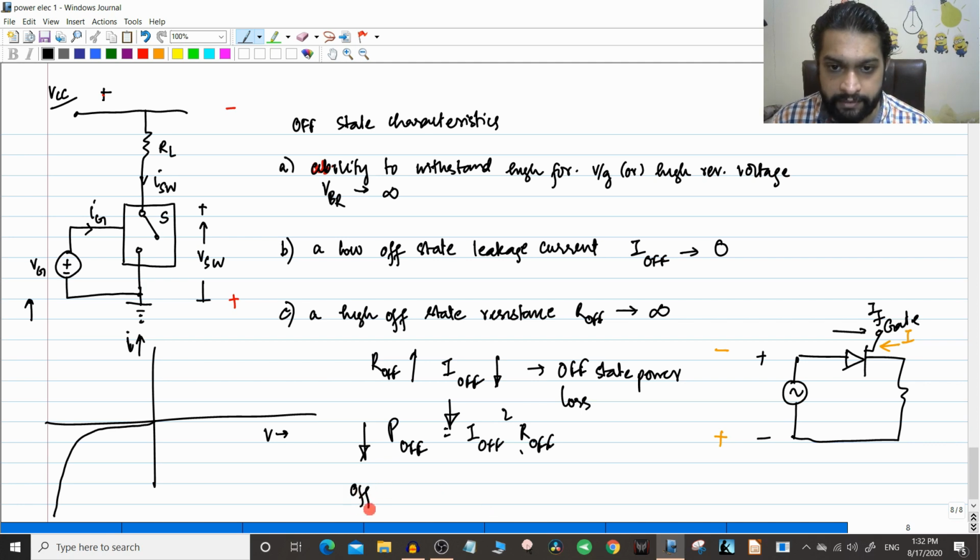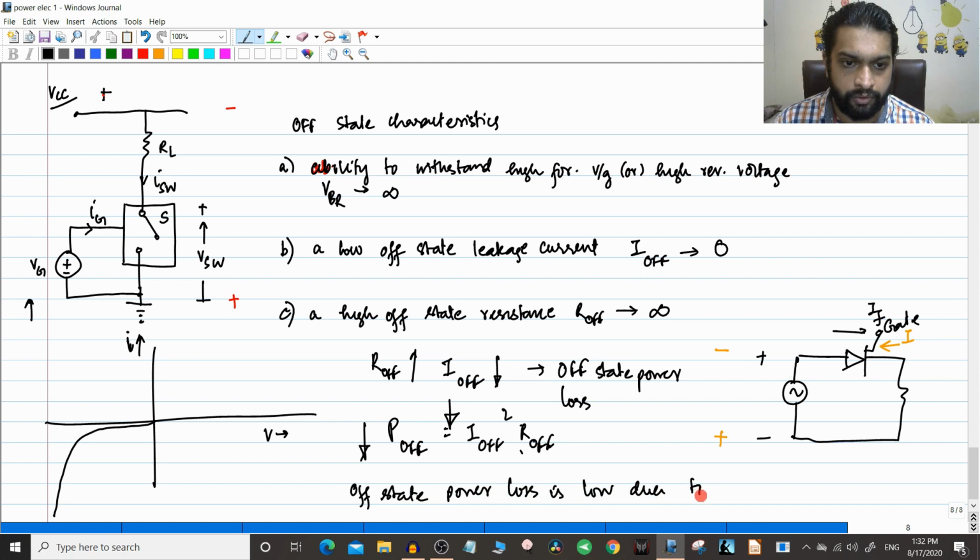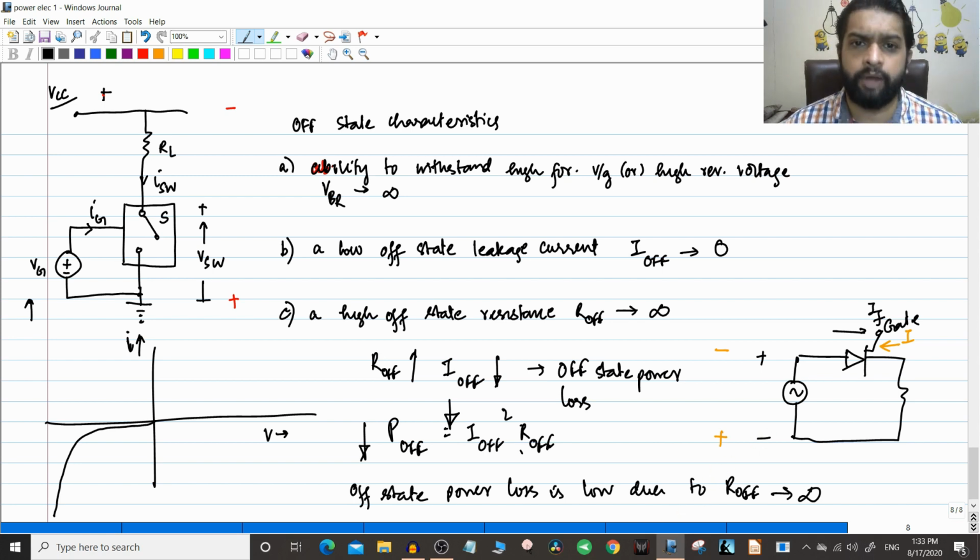The off state power loss is low due to high off state resistance. Okay, so that is the basic idea here. So you have seen two characteristics, on state characteristics as well as off state characteristics. Alright, so I think we will stop the video today.